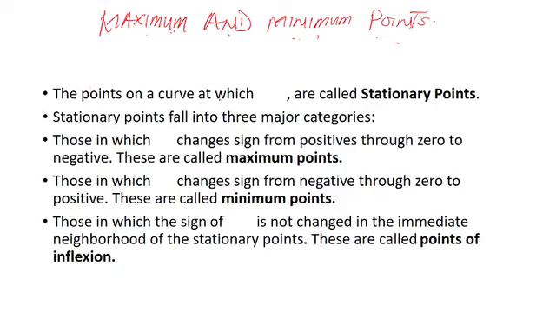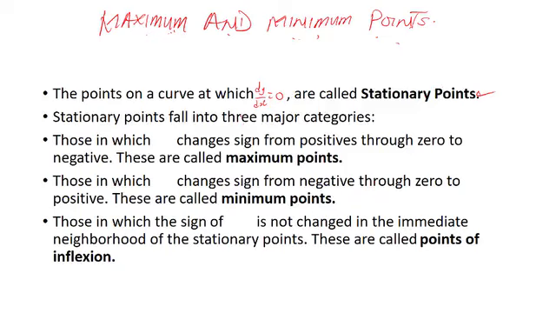Now, the points on a curve at which dy/dx is equal to 0 are called the stationary points. So at any given point, if an equation is given to you, at the point where dy/dx, that is the differential solution of that equation, is given to you as 0, then that point is known as your stationary point.